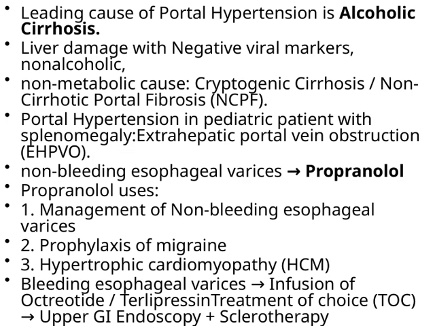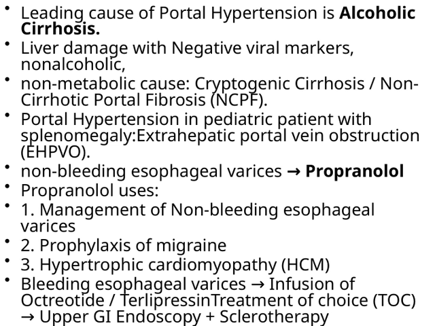Let's now look at the leading causes of portal hypertension. The most common one is alcoholic cirrhosis, which results from long-term alcohol abuse leading to liver scarring and increased pressure in the portal vein. Beyond alcohol, liver damage can occur without viral markers, and when it's not related to alcohol or metabolic issues, we refer to it as cryptogenic cirrhosis or non-cirrhotic portal fibrosis, often abbreviated as NCPF. These are important to recognize because their management differs slightly.